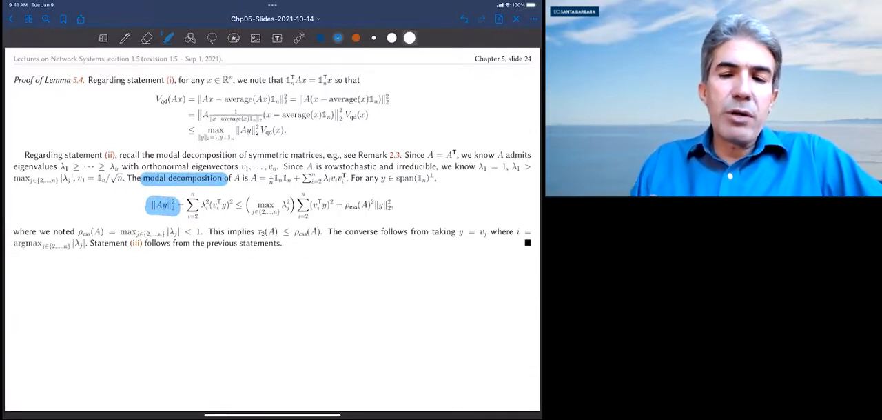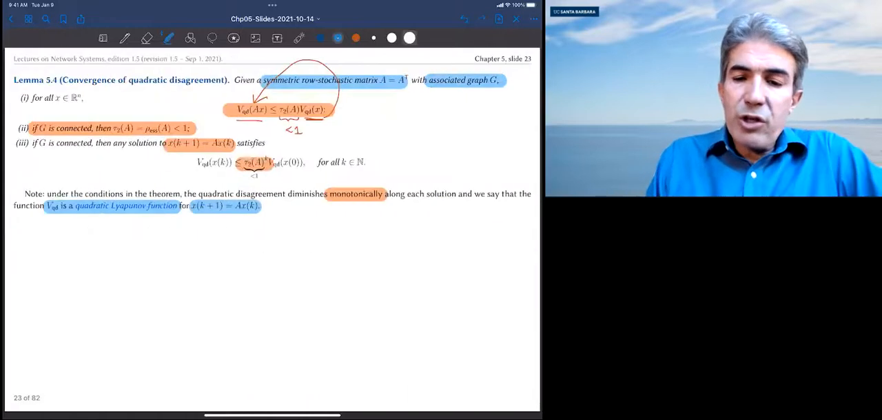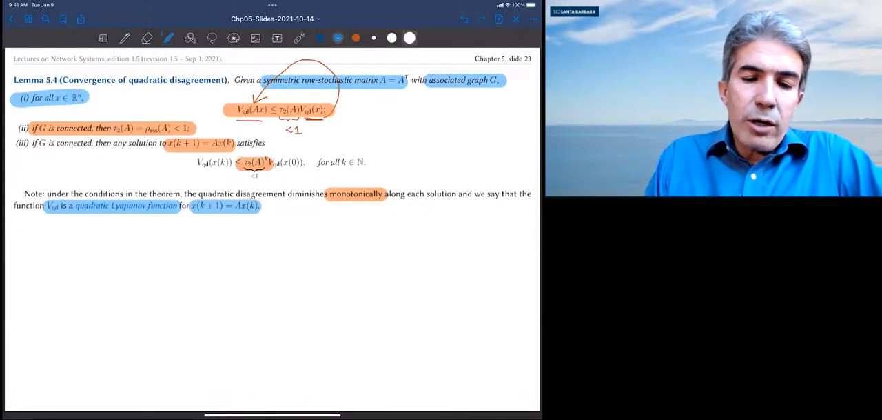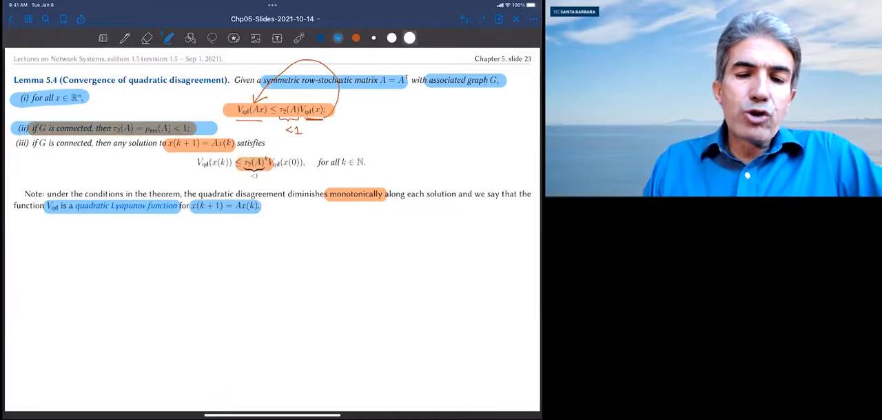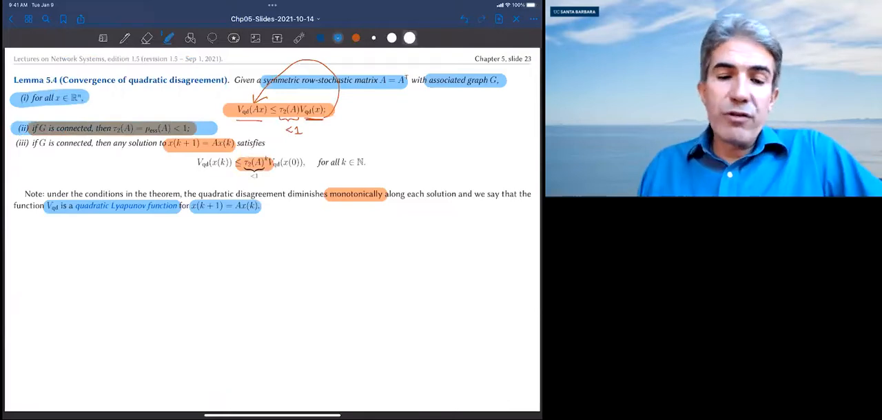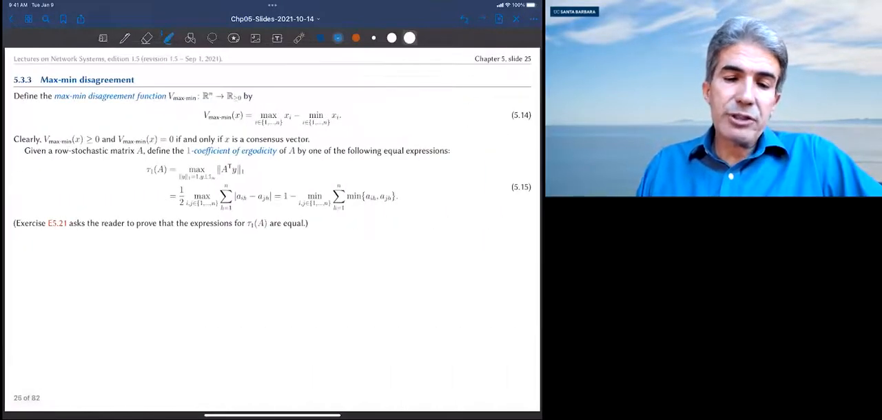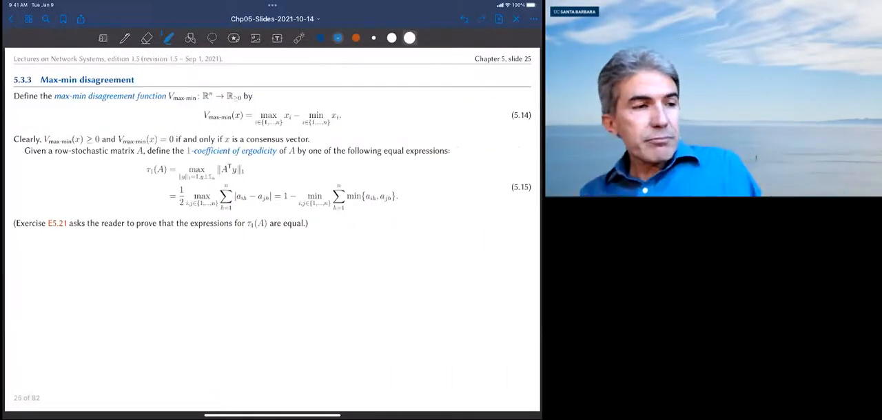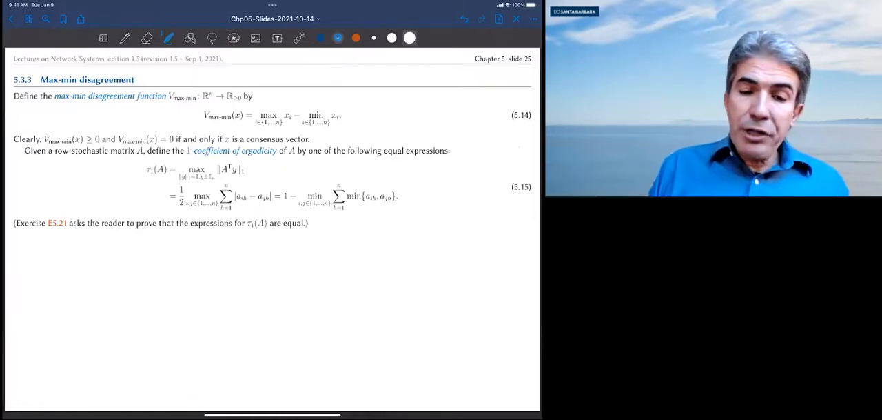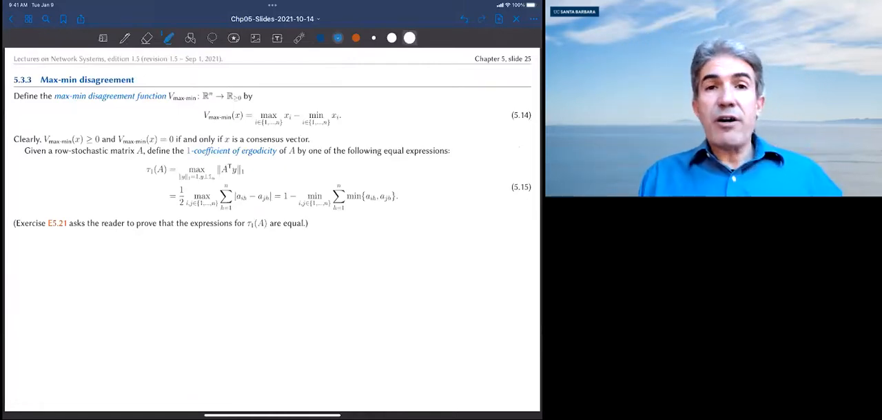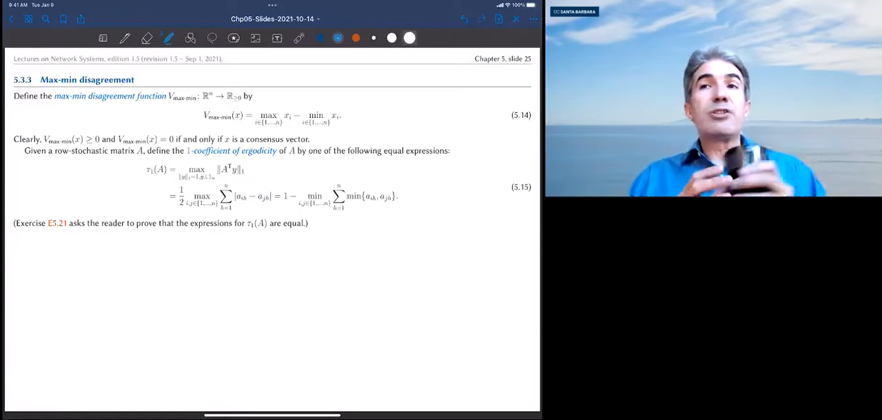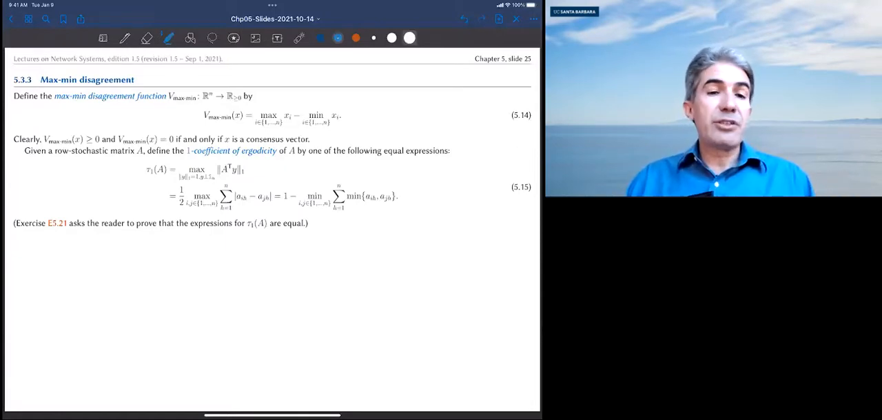It's just very simple manipulation. The first inequality, I mean to say, this condition 1. Condition 2, you use the expression of the 2 norm of AY and the modal decomposition of a symmetric matrix. Now I'm ready. What have I obtained so far? I have found the Lyapunov function, but only for the case where the matrix is symmetric.